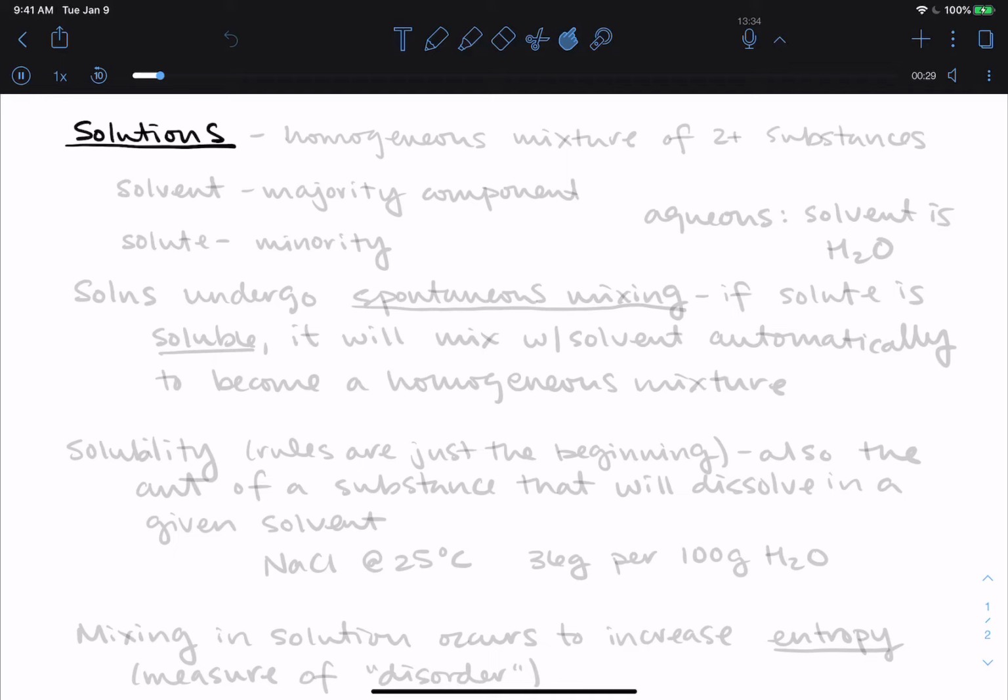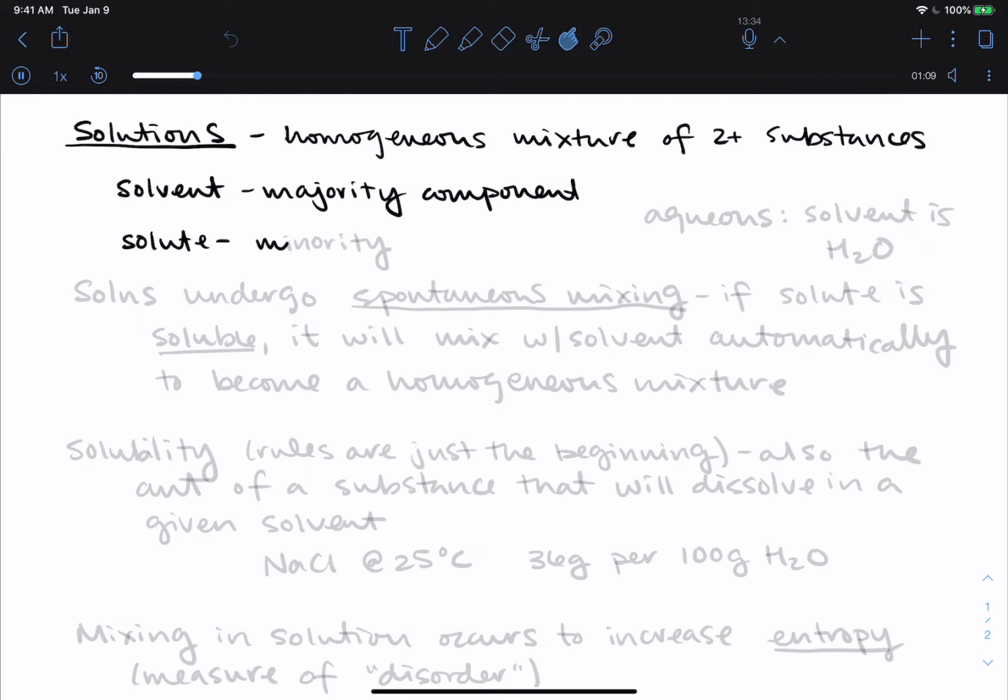So when we talk about solutions, by definition, we're talking about a homogeneous mixture of two or more substances, and the solvent is whatever thing is present in the majority, so it's the majority component. And the solute is the minority component.